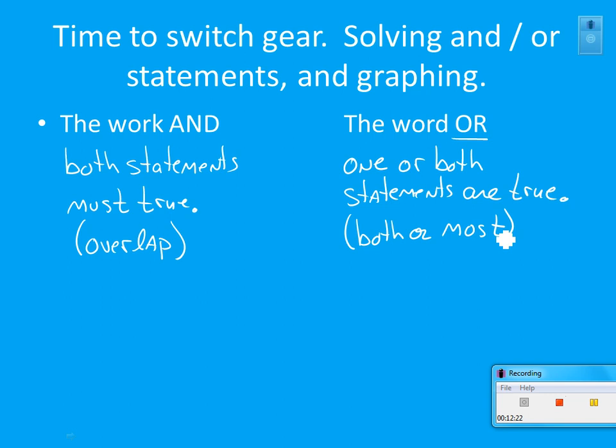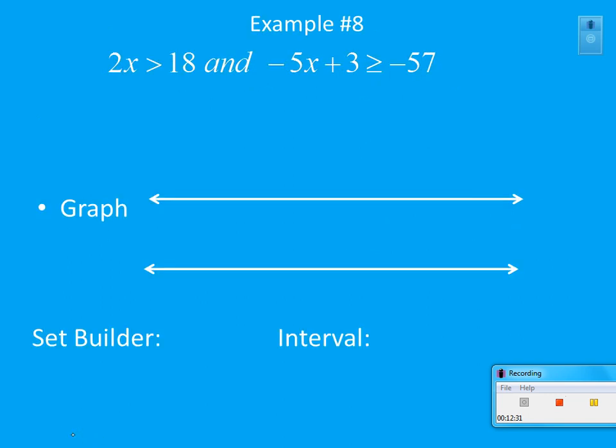Okay, so time to switch gears a little bit. Let's get to the compound inequalities and see if I can tie all of this together. Here's your example number 8. I got 2x is greater than 18 and negative 5x plus 3 is greater than or equal to negative 57. Your job, solve both inequalities.